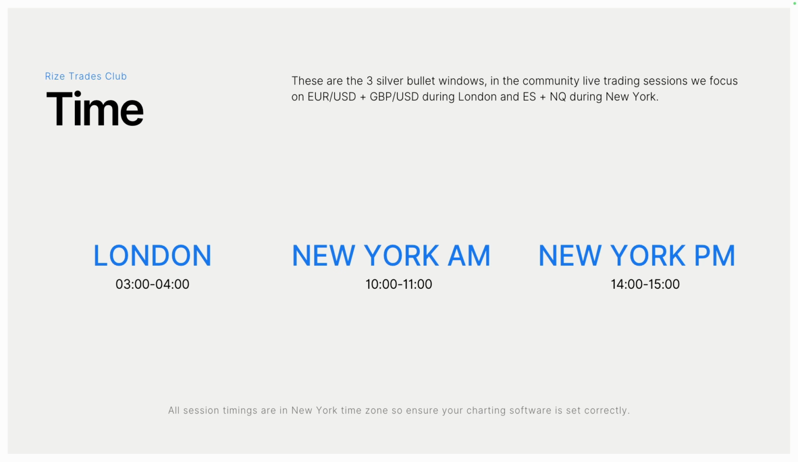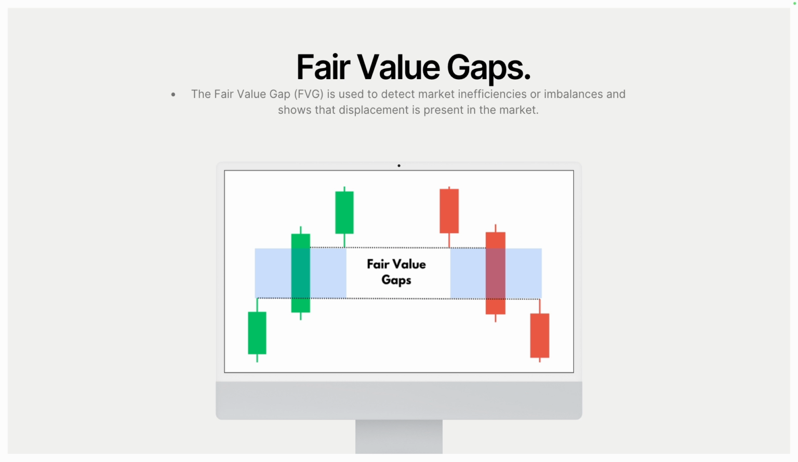So this is obviously our time function: London, New York, New York PM. In the community, we trade Euro and Pound during London, and then ES and NQ, or S&P 500 and NASDAQ during New York AM. I personally don't trade PM session. Some people might do, but London and New York AM are the 2 best sessions. We trade both of those daily within the community. So this strategy uses fair value gaps and breakers, so I'll go over these quickly now.